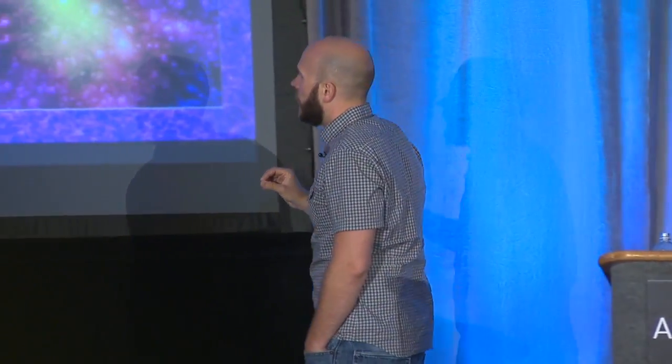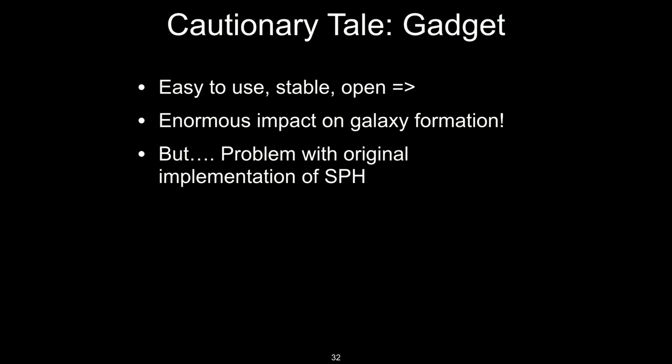The development of this was very centralized by Volker Springel, but he made the code open source. And many people took it and used it. It was easy to use. It was stable in that it tended to just keep running. It didn't crash, even maybe sometimes when it should have. But the algorithm was very stable, and so it just didn't crash, which made it very easy to use. It was open source. So it has had an enormous impact.